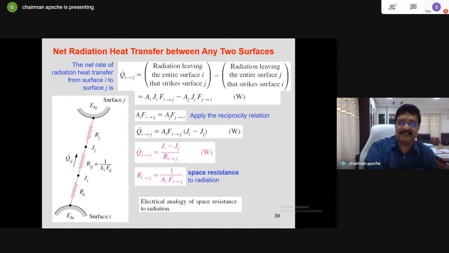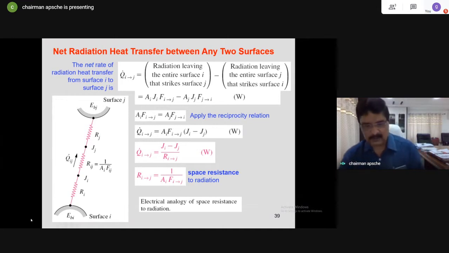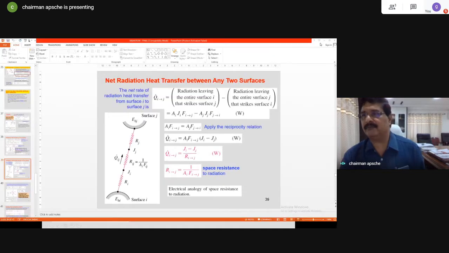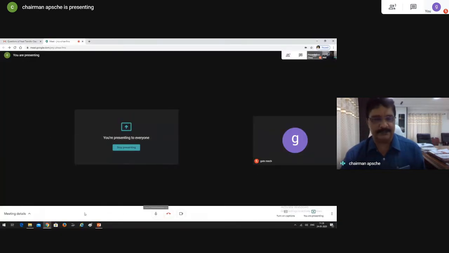And between J1 and J2, I is 1, J is 2, it is the shape resistance. Shape resistance is 1 by A1 F1 to 2. And for surface 2, had it been a black body, EB2 would have come in, whereas it's a real surface, it is coming. Now, I wanted to make this also very clear to you.